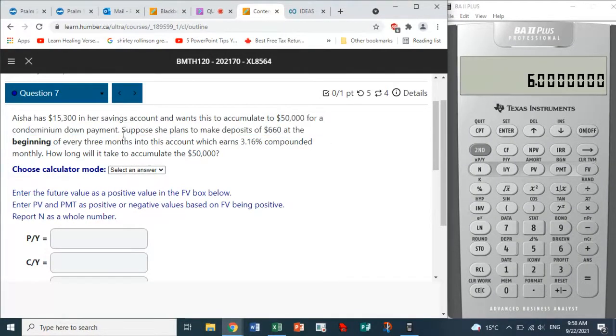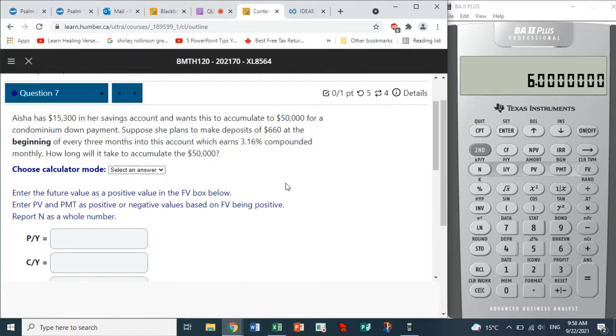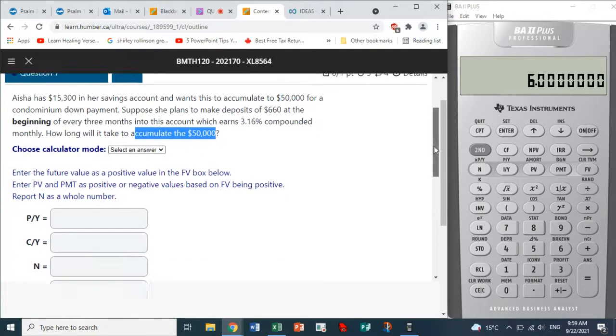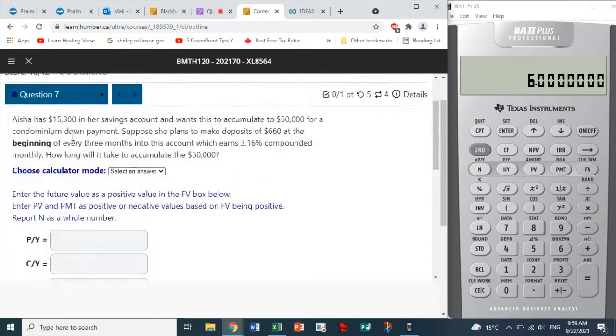Suppose she plans to make deposits of $660 at the beginning of every 3 months into the account, which earns 3.16% compounded monthly. How long will it take to accumulate $50,000? All right, now enter the future value as a positive number in the future value box. So the future value is the $50,000. Remember, when you accumulate, that is the future value. So this is 50,000 in there.